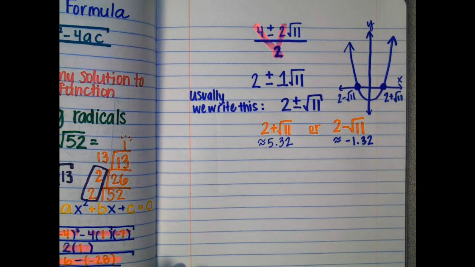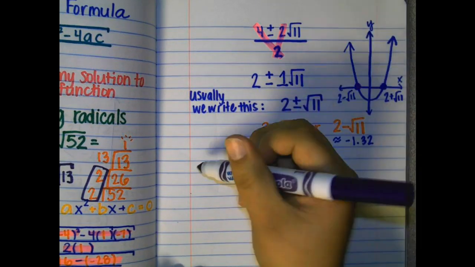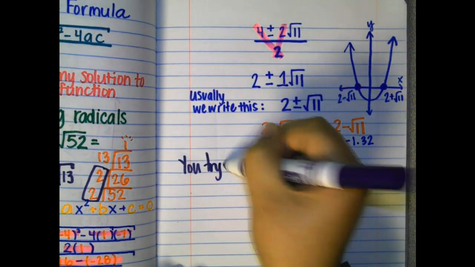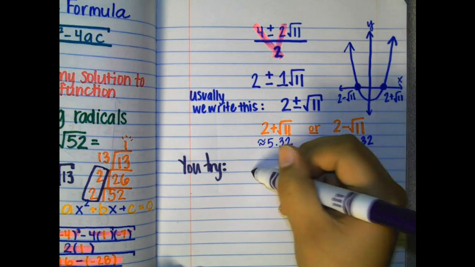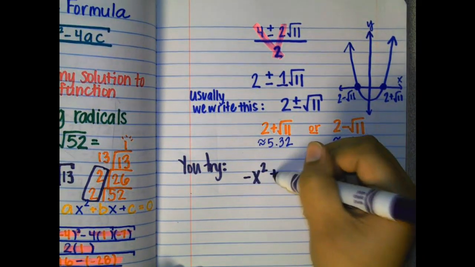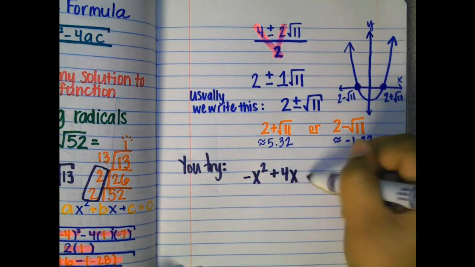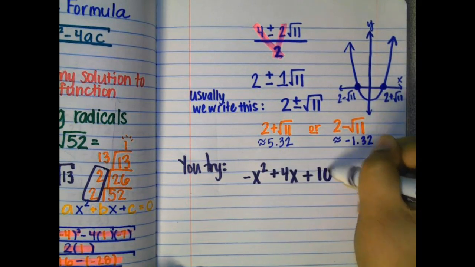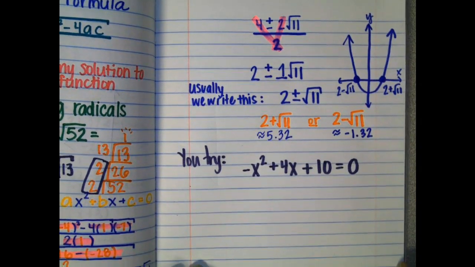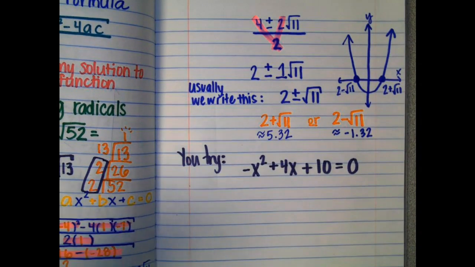So the next example that I want you to try on your own, try to get as far as you can. So you try this: negative x squared plus 4x plus 10 equals 0. And this one should be very similar to the one that I just worked out. So try to follow the steps and see if you can figure it out yourself. Tomorrow we'll do more practice.